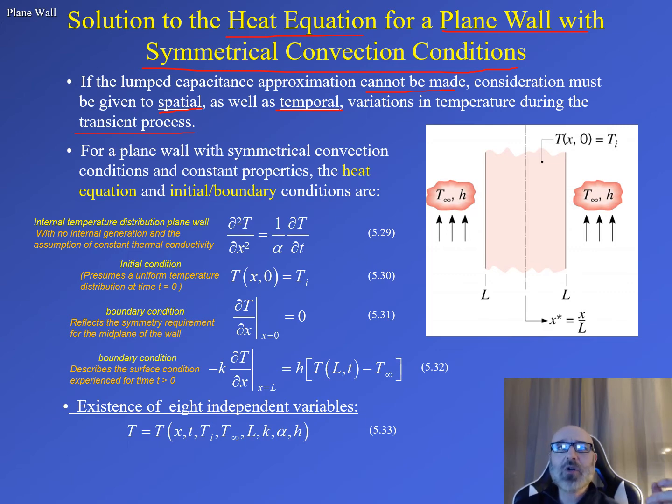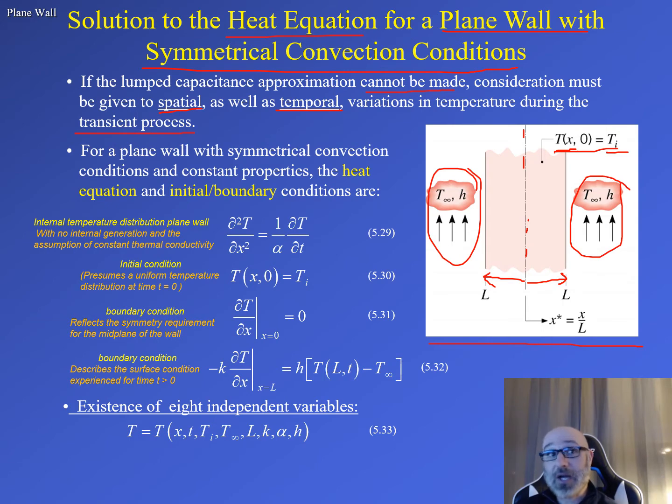Now let's take a look at our plane wall in this figure. We can see there's our center line. We go out an equal distance L in our positive x direction, and a distance of L in our negative x direction. We have an initial condition: T at a position x is equal to T sub i, our initial temperature. We can also see we have our surrounding T infinity and h values symmetric on either side of this wall. So this is for a plane wall with symmetrical convection conditions and constant properties that we've just shown in our diagram off to the right.